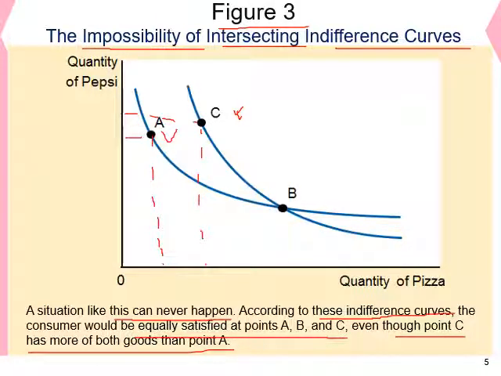But B and A are equally happy on the same indifference curve, and B and C are also on the same curve. In that case, B and C would also make the consumer equally happy, which is impossible, because C was preferred to A. So for this reason, indifference curves will never intersect, will never cross.